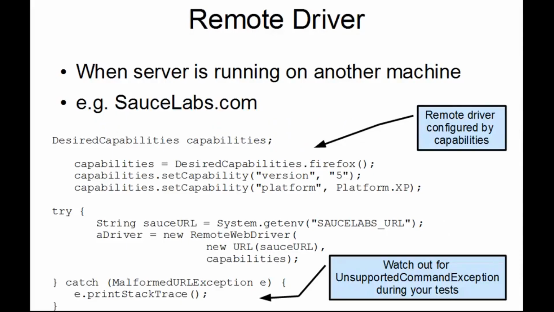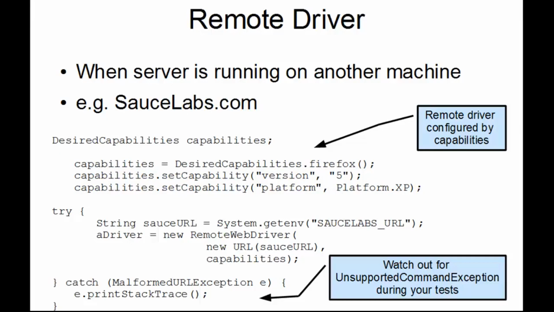We've already seen how we configure a driver through the capabilities. That's what we use with a remote driver. So the only real difference here is, here I'm saying I want the desired capabilities for Firefox, then the version, then the platform. Then you can see I issue a new remote WebDriver command. And the URL that I put in there is the server URL that we have to connect to.